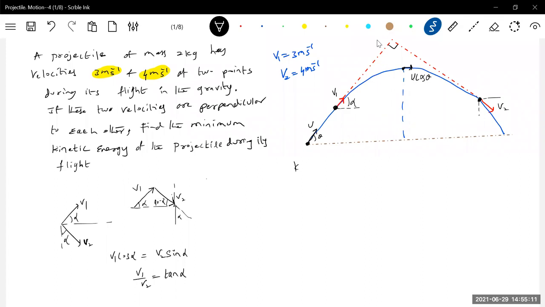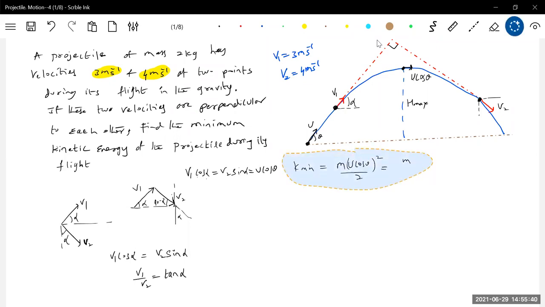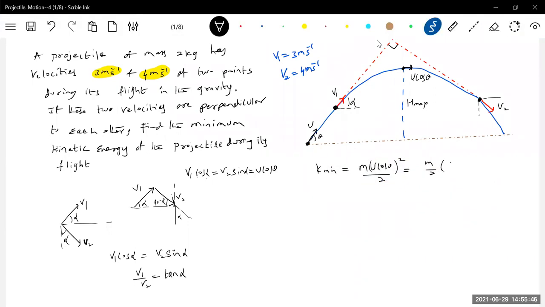Okay, let's go for minimum kinetic energy. Kinetic energy will be minimum at the highest point, here only, no? So K minimum is equal to m (u cos theta) whole square by 2. And in projectile motion, the basic necessary condition is that V1 cos alpha, V2 sin alpha should be equal to u cos theta. The horizontal component of velocity should remain the same. So in place of u cos theta, I'll write V1 cos alpha whole square.